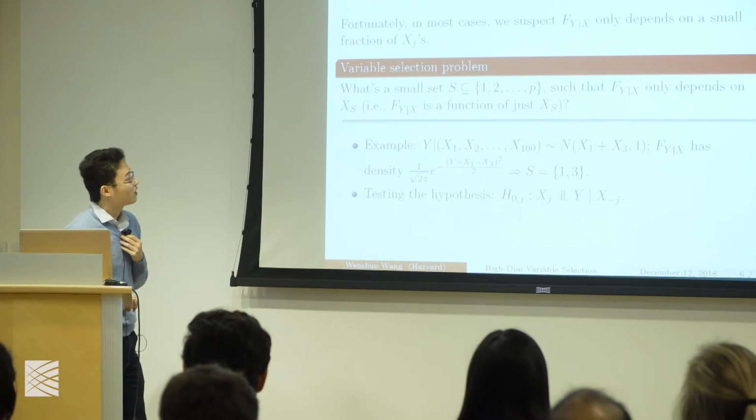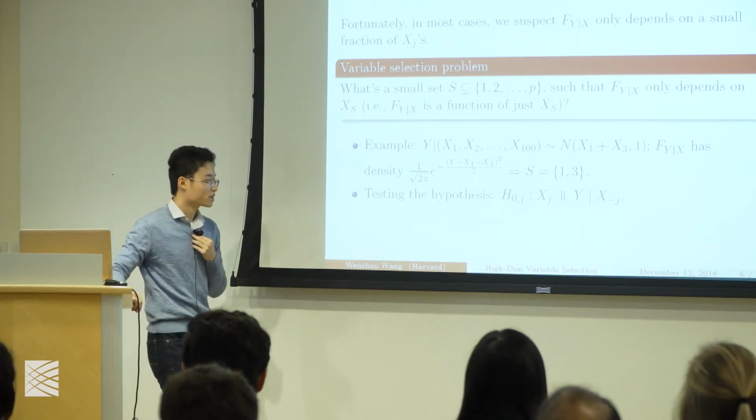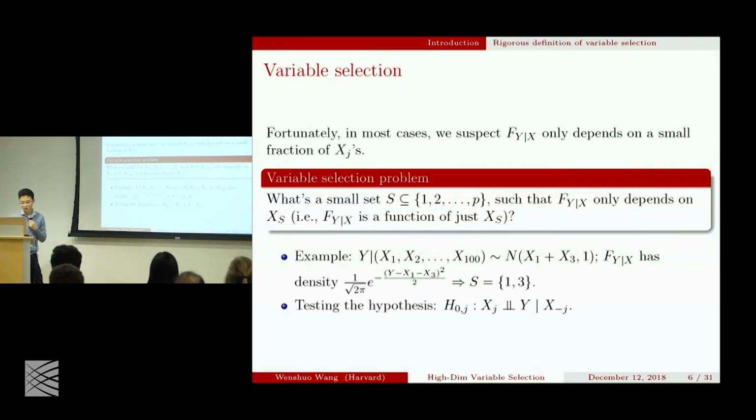Okay, so by this definition, we're basically testing the null hypothesis. We use H0j to denote it, and that's the hypothesis that Xj and y are independent, conditional on X minus j. X minus j means all the other variables except j. When this happens, Xj is a null variable, which means if you know all the other variables, then learning this extra Xj does not help you predict y. So Xj is not an influential variable here.